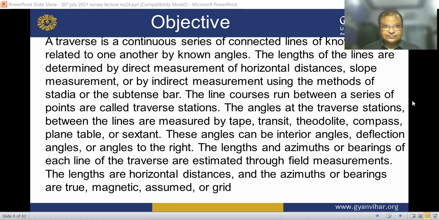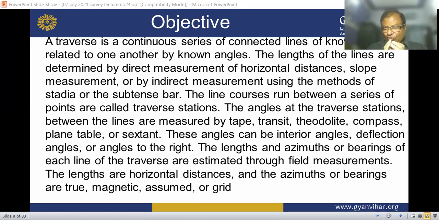A traverse is a continuous series of connected lines of known length related to one another by known angles. The lengths of the lines are determined by direct measurement of horizontal distance and slope measurement, or by indirect measurement using the method of stadia on a stadia rod.